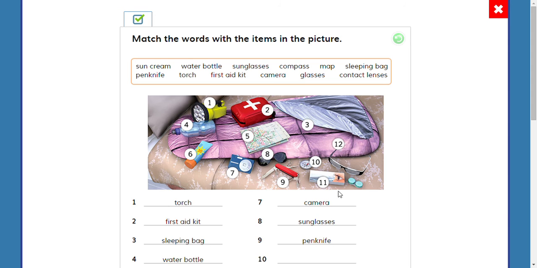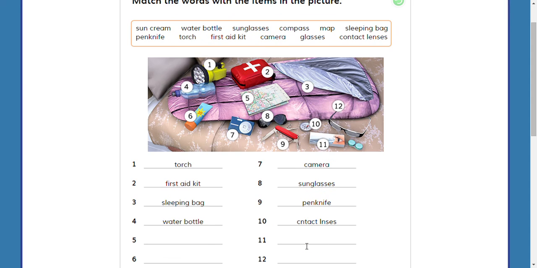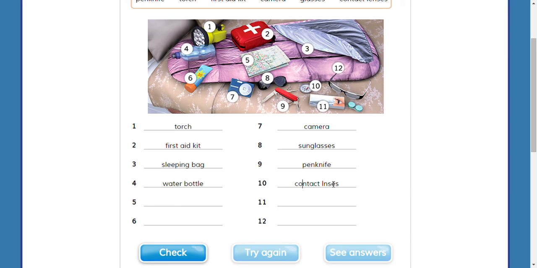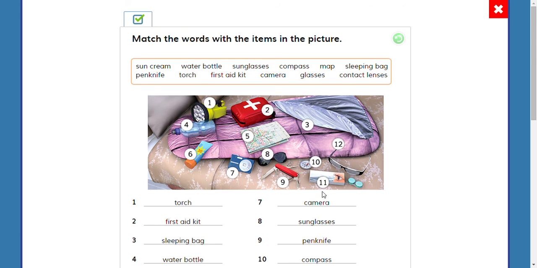Number 10 is contact lenses. Maybe there is a mistake. Let's continue. Sorry, excuse me, I made a mistake. Contact lenses is number 11. Number 10 is a compass. It's a compass, excuse me. Number 11 is contact lenses.